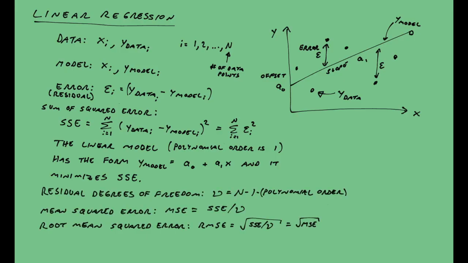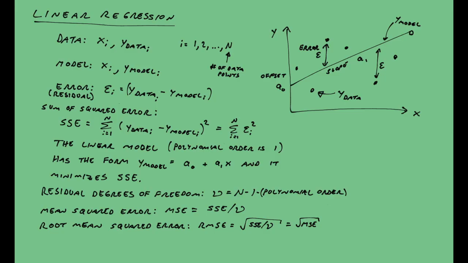An important variable is the residual degrees of freedom. This is symbolized with a nu here, that curly v, and it equals the total number of data points n minus 1 minus the polynomial order. For linear regression, the polynomial order is 1.